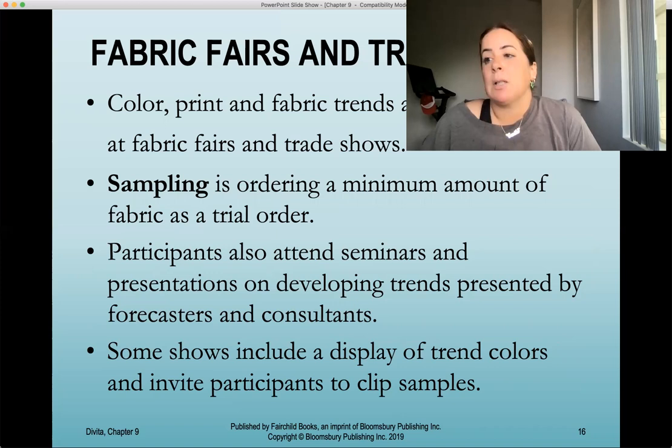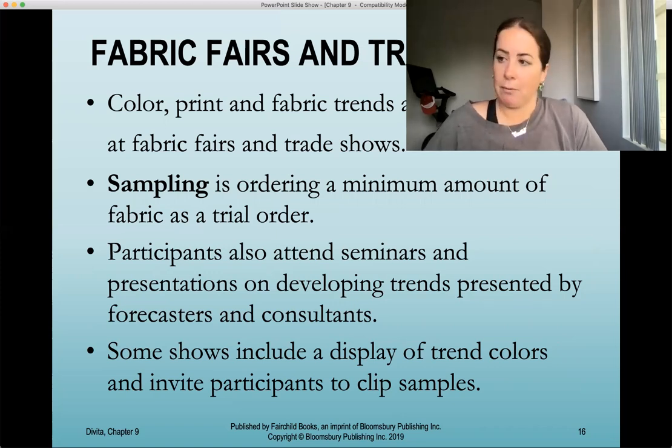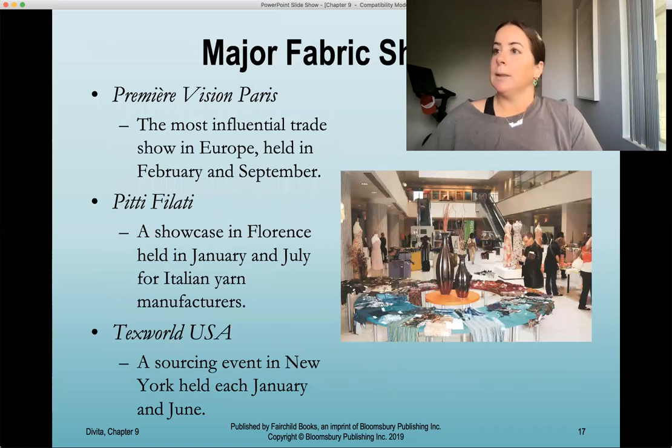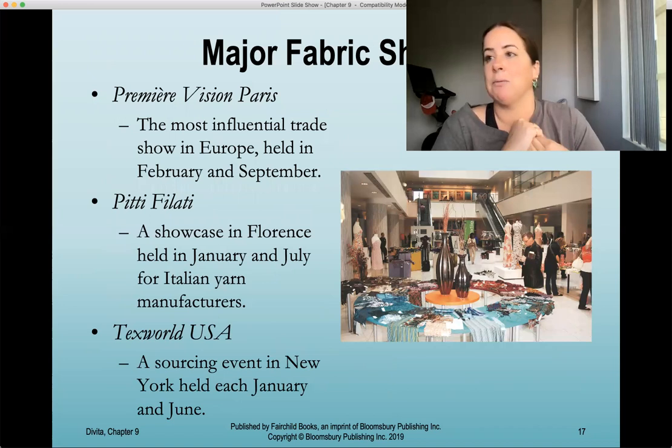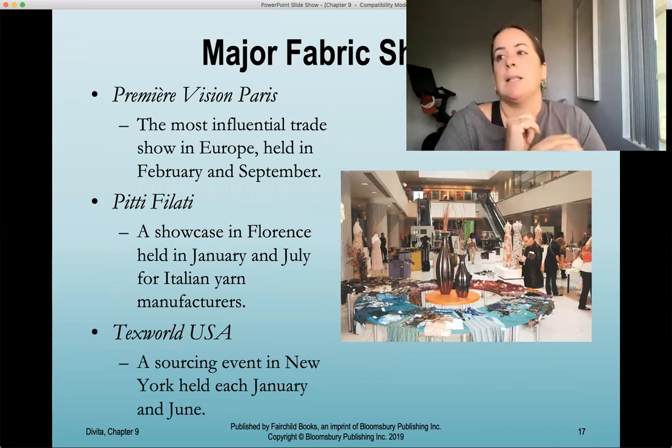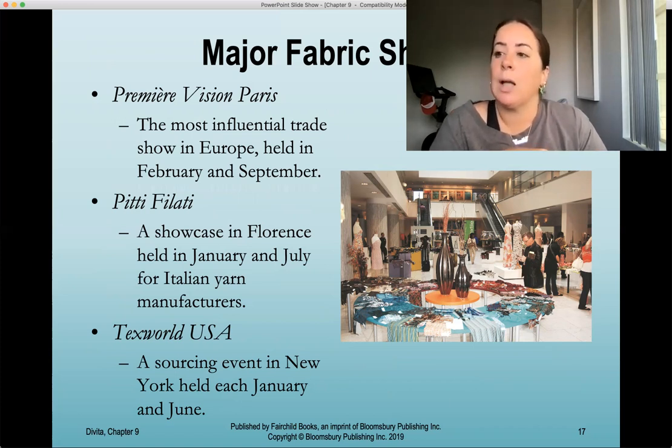Participants also attend seminars and presentations on developing trends presented by forecasters and consultants. Some shows include a display of trend colors and invite participants to clip samples. Major fabric shows. First is Premier Vision Paris, which is one of the most influential trade shows, especially in Europe. It's typically held in February and September, so that kind of sets the tone a lot of times for print and fabric. Pitti Filati is a showcase in Florence held in January and July for the Italian yarn manufacturers. And Tex World USA is a sourcing event in New York held in January and June as well.